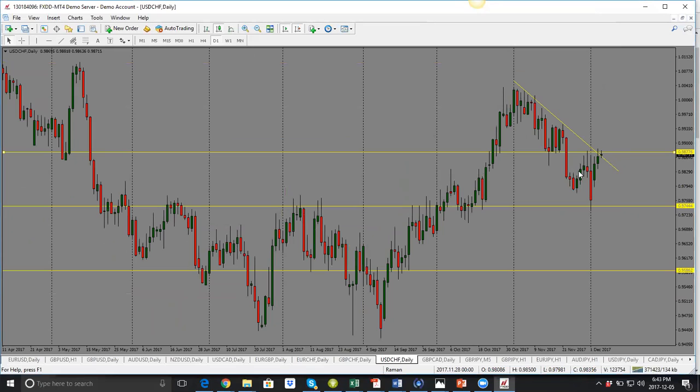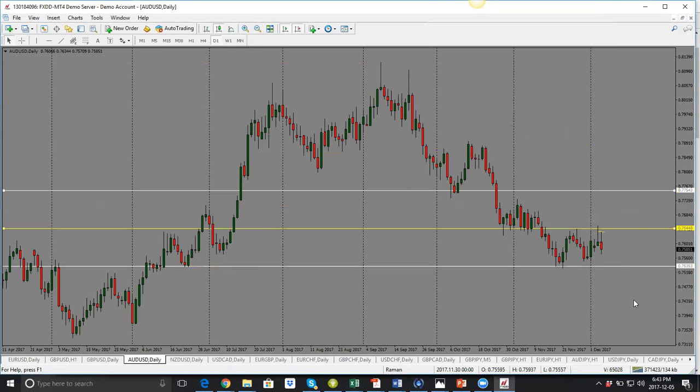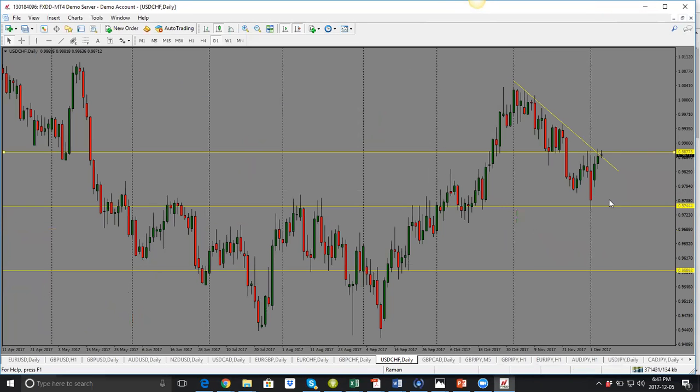Dollar Swiss franc, we are into the high. So this move here is similar to what we were looking at in terms of Aussie dollar. See how price was sitting here before it broke, and then it's been range bound here. Same thing for dollar Swiss franc, or very similar. Price sat above this support resistance level, finally broke through, and now it's struggling with this area.